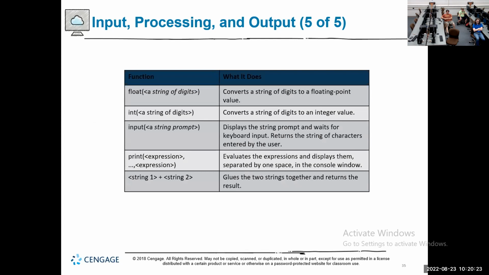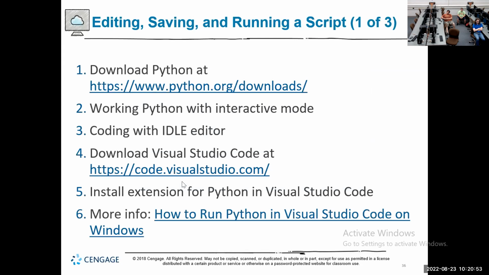Okay, so here I just summarize some of the functions. You have the float function. All of them are built-in functions. You don't have to define them, you just use them. You know the syntax to use. Float converts a string into a floating number. Int converts a string into an integer number. Input gets something from the end user. Print prints out, and you can concatenate strings together, string number 1 and string number 2.